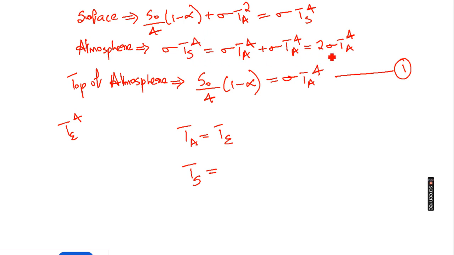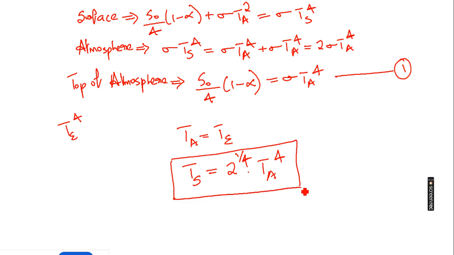From this equation, we can write sigma Ts to the power 4 as 2 raised to 1 by 4 into Ta raised to 4. So the relation between the surface temperature and the atmospheric temperature is Ts is equal to 2 raised to 1 by 4 into Ta, or Ts is equal to 2 raised to 1 by 4 into Te, since both are equal.